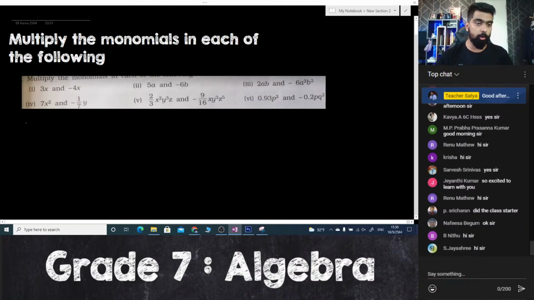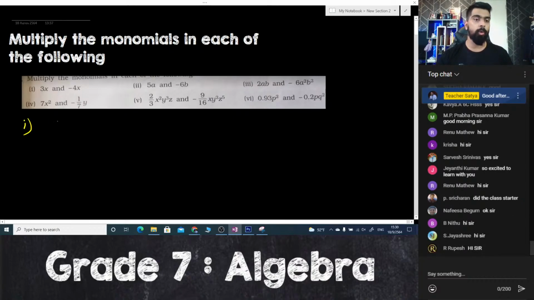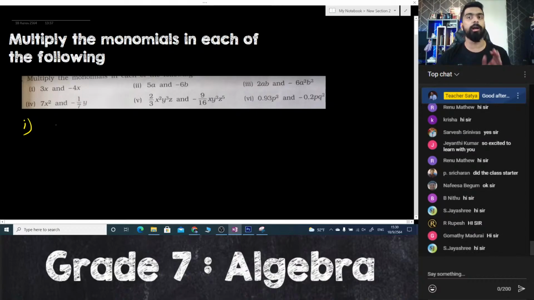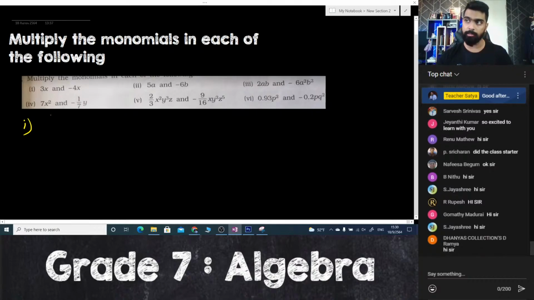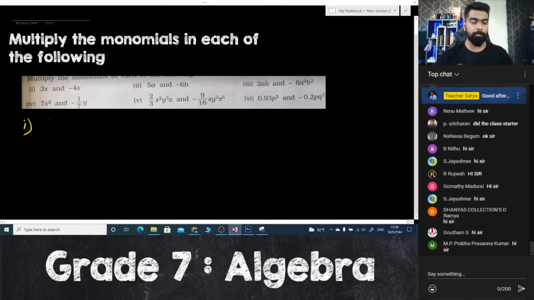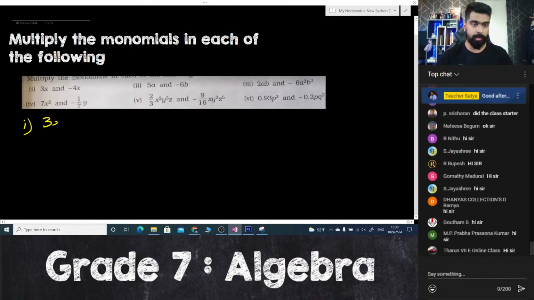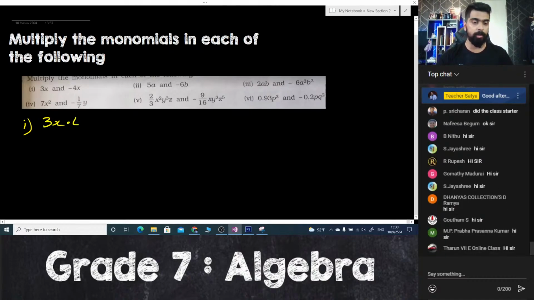All right, guys. In question number 1, we are going to multiply monomials with monomials. When we talk about monomials, it means the algebra has only one term. Monomials means one term, all right? So in step number 1, we have 3x multiplied with 4x.